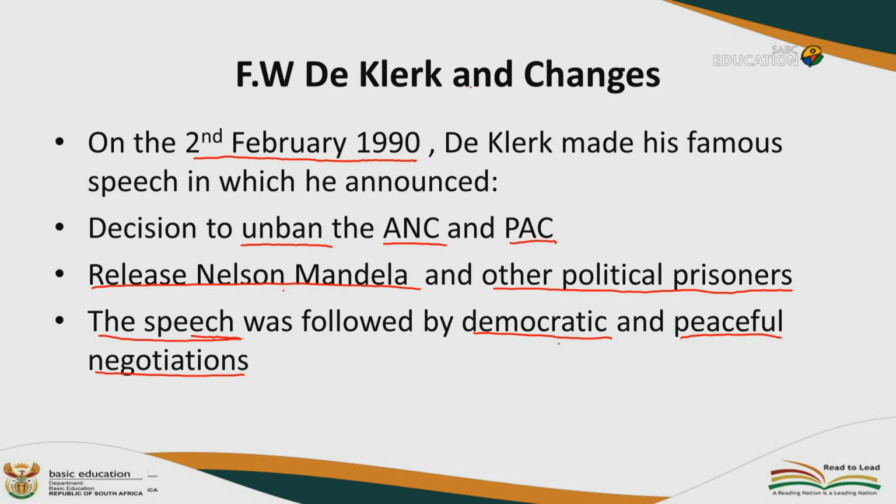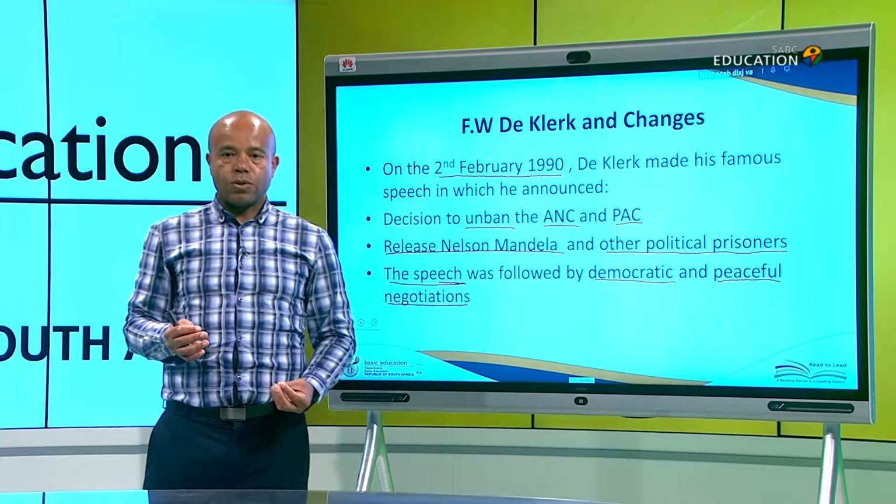Then de Klerk brought in changes. On the 2nd of February 1990, de Klerk made his famous speech in which he announced that he decided to unban all political parties, meaning the ANC and PAC. At the same time, he said he would release Nelson Mandela and other political prisoners. The speech was followed by a democratic and peaceful negotiating process.